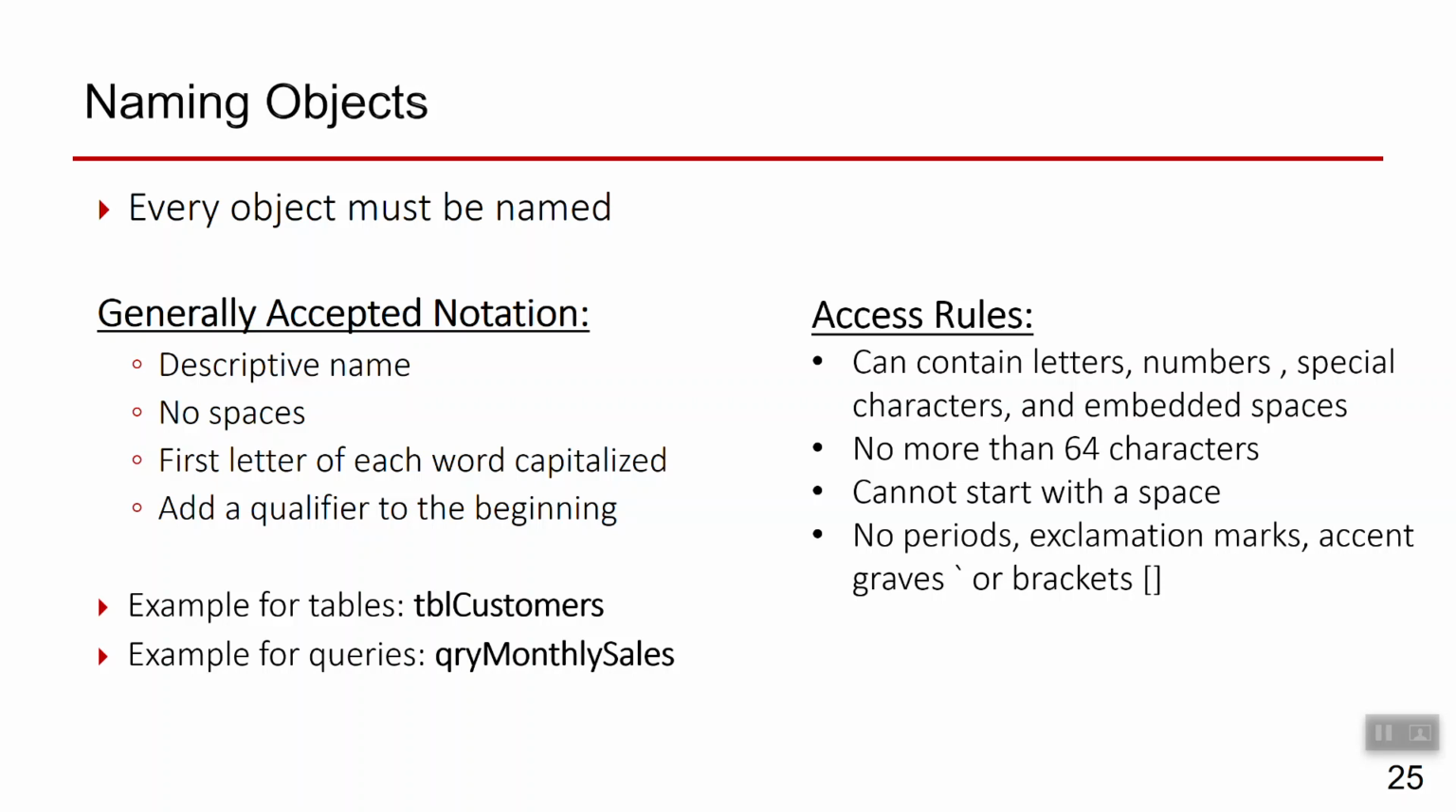We'll add a qualifier to the beginning to let us know what type of object it is, such as a table or a query. So an example for tables would be TBL to specify it's a table, and then we'll capitalize the first letter of the word Customers. And for query, we will use QRY to specify it's a query, and then we'll capitalize, again, the first letter of each word. So our object names can contain letters, numbers, and special characters.